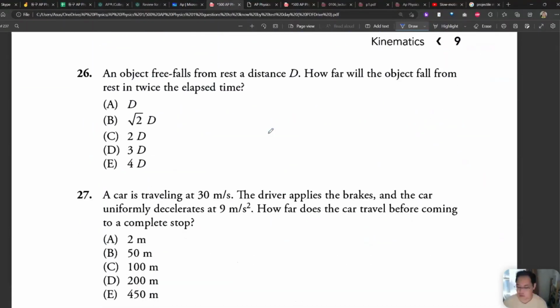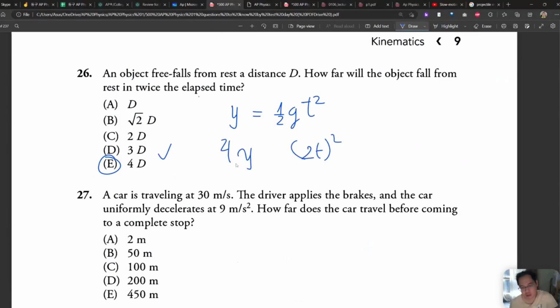Okay, please do 26. We will complete about 30 questions and then move on to the free response questions. Number 26 is E. You said E. Distance d, how far does it fall from rest, for twice the elapsed time? Yeah, you're correct. Distance is proportional to the square of time. y is 1/2 g times time squared. So if you double the time, you have 4 times the distance.